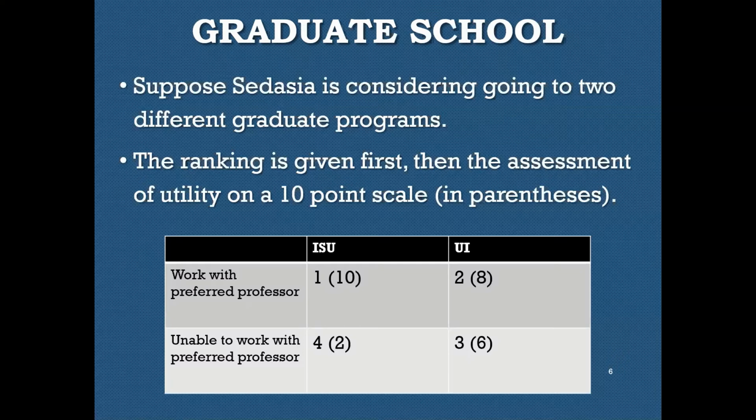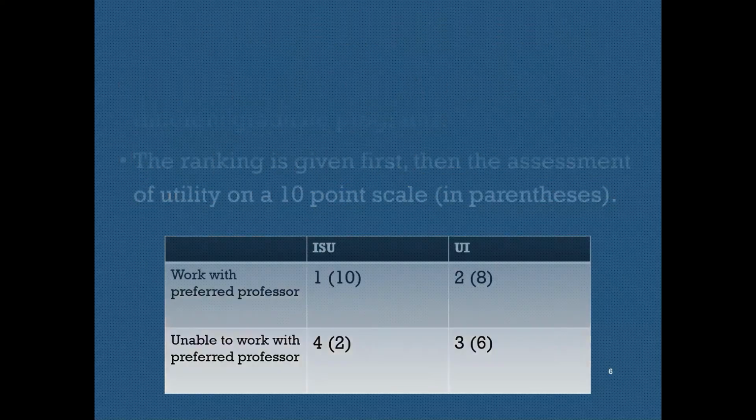The third best outcome, when she's not able to work with her favorite professor at the U of I, is her choice. She would rather be at the U of I not working with her favorite professor than be at ISU not working with her favorite professor. So the first numbers on the left here are the ranks, right? We're just ranking all 4 of these possible outcomes, 1 through 4. And then in parentheses, we're assigning the utility based on our preferences and priorities, right? And so we're ranking those on a scale of 1 to 10. So that's what Siddhesha does.